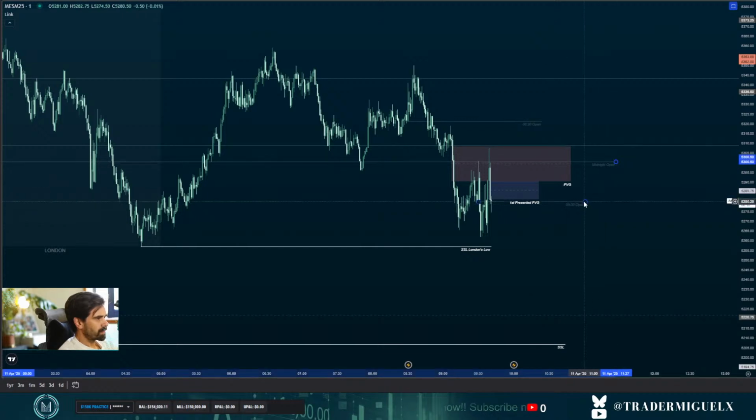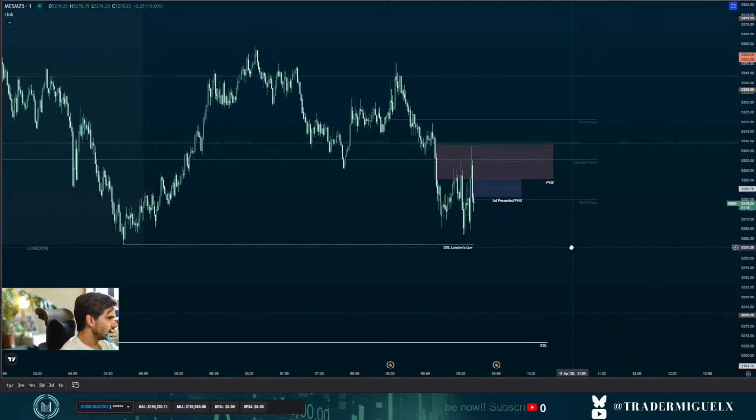Let me just put these to the right, just to have a better point of view. So far, the first presented fair value gap got inverted, but I don't think it will stay like this. There we go. It will pierce once again the first presented fair value gap.